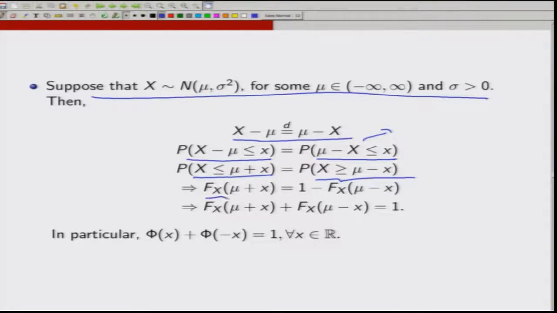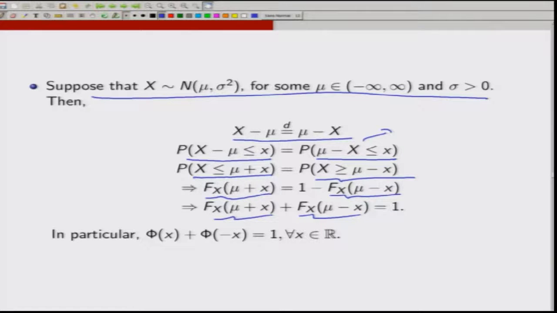This is nothing but F_X of mu plus x. This is nothing but 1 minus probability X less than mu minus x. But probability X less than mu minus x is same as X less than or equal to mu minus x, because X is absolutely continuous. So which is nothing but F_X of mu minus x. So what you get is, if X is normal mu sigma square, then F_X of mu plus x plus F_X of mu minus x is always 1.